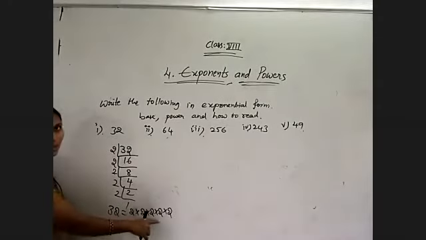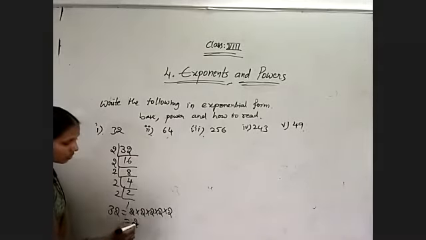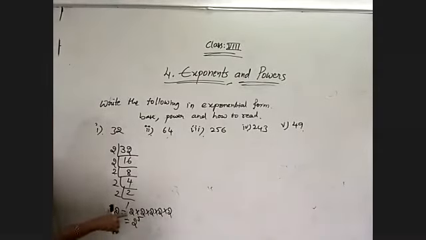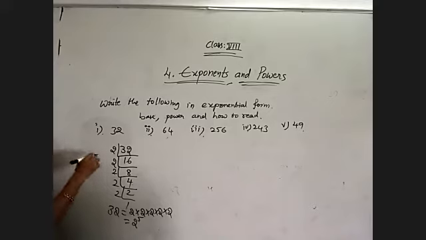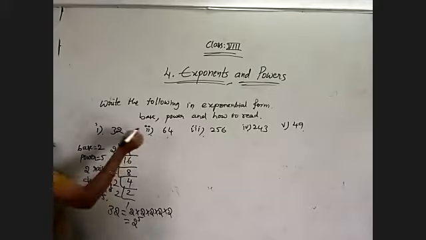So it is in the product form. Now we can write it in exponential form. That is 2 to the power of 5. What is the base in this expression? The base is 2 and the exponent, that is the power, is 5. So we get 2 raised to the power of 5.